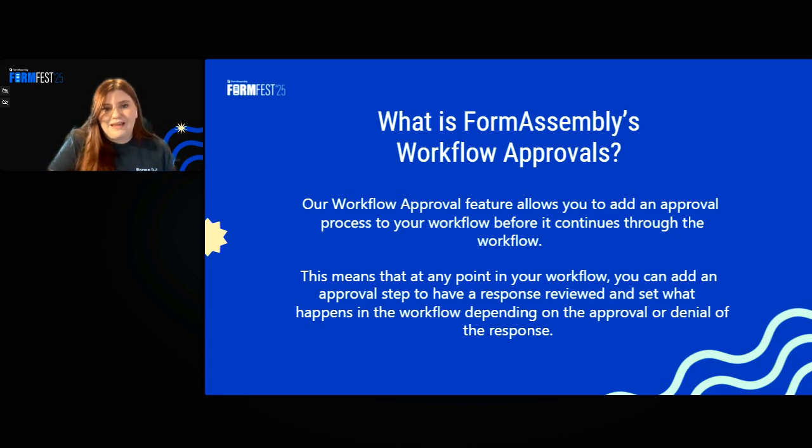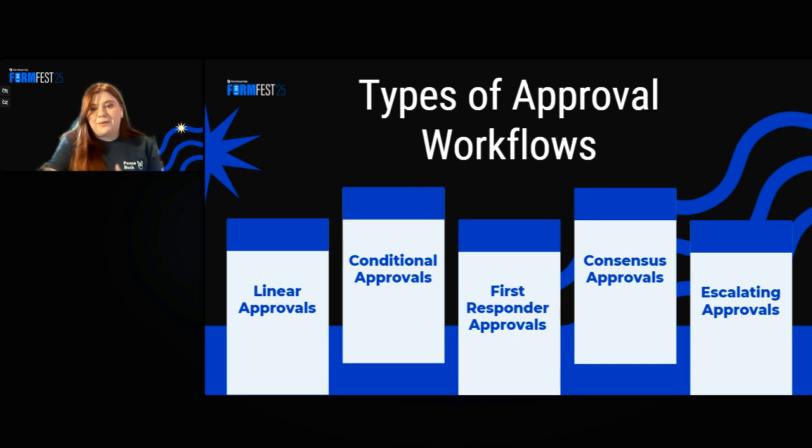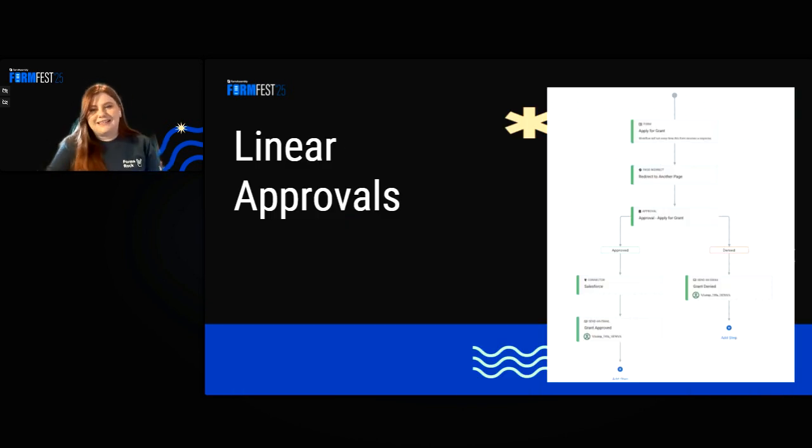Now, let's break it down into the different ways you can structure approval workflows in FormAssembly. Depending on your process, your data, and your stakeholders, there are several powerful patterns to choose from. Each one helps you tailor the flow to exactly what your team and your compliance needs require. First up, linear approvals. This is your classic step-by-step approach. Each reviewer signs off in a specific order. For example, a manager, then a director, then an executive. It's clean, predictable, and perfect for processes where hierarchy matters, and each step needs a clear handoff.